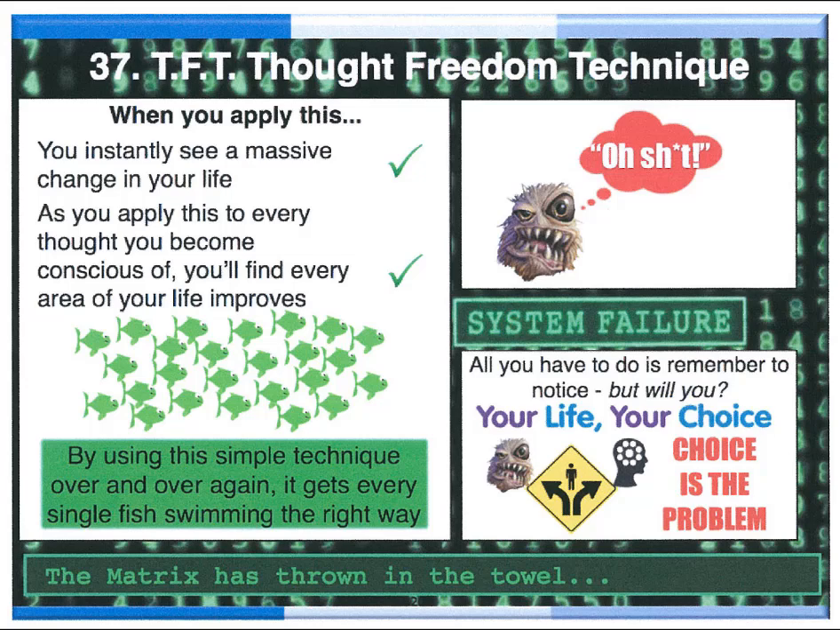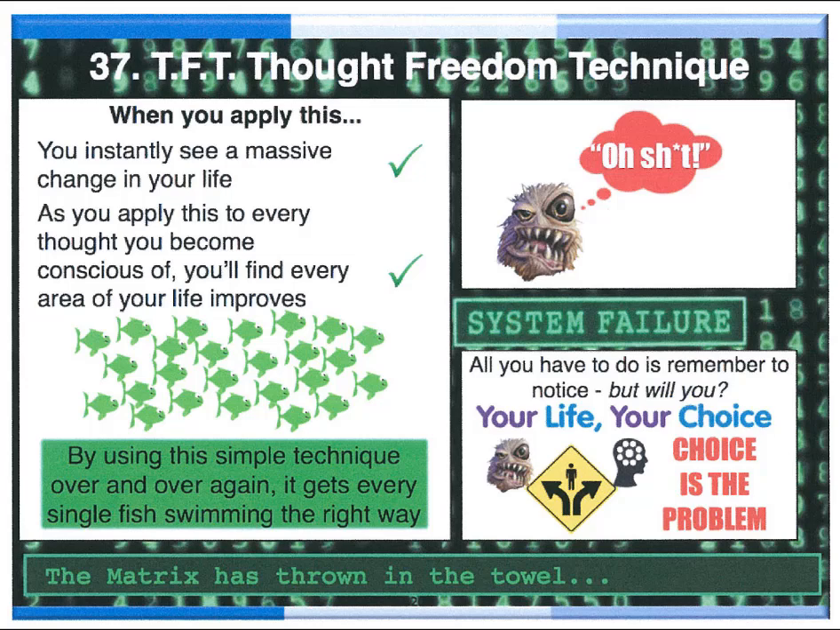The ego has to go. You let it go. You just go through one thought at a time. This is the problem: all you have to do is remember to notice. But will you? That's the problem. If you can get around that, then effectively this is the killer.